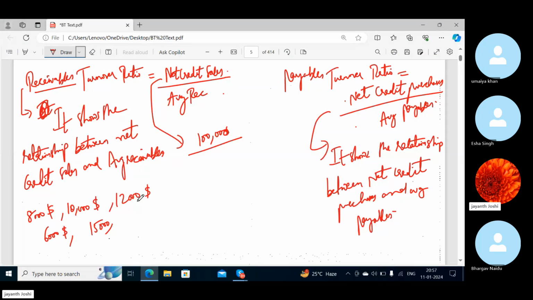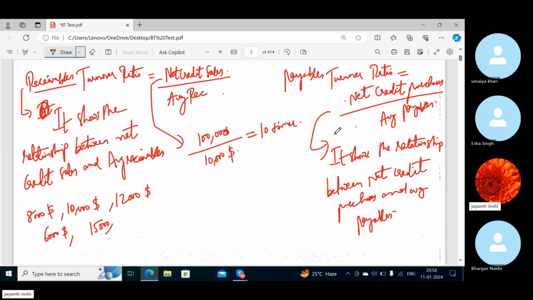So on an average, when I did the average, it comes around $10,000. So now, what is my receivables turnover ratio or debtors turnover ratio? 10 times.